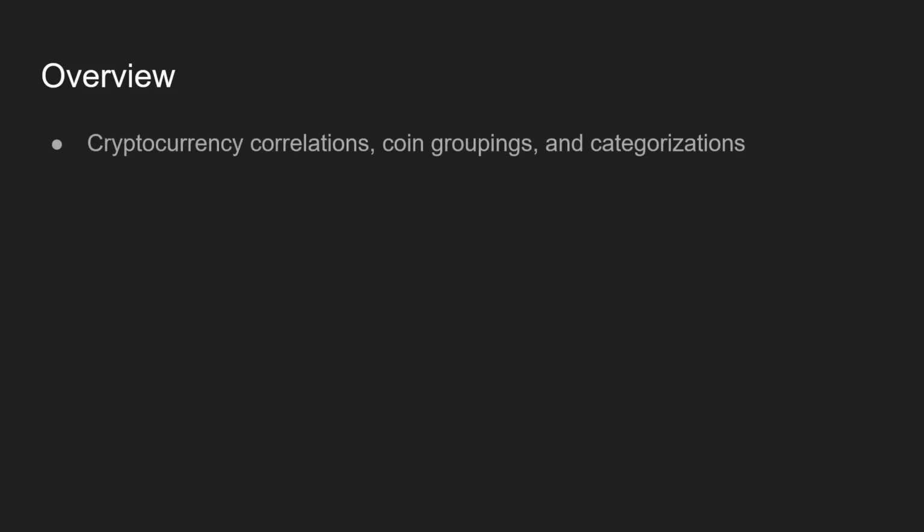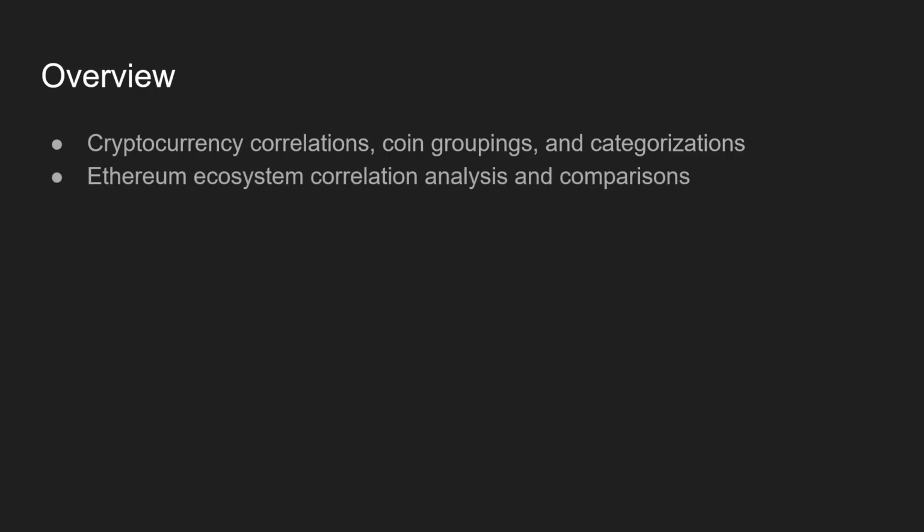We'll go over cryptocurrency correlations, coin groupings, and categorizations within crypto from a trading standpoint. We'll take a deep dive into the Ethereum ecosystem, correlations found, and also analyze the market structure and compare and contrast different coins within Ethereum and how they correlate with one another. This will include price pattern and market structure correlations as well.